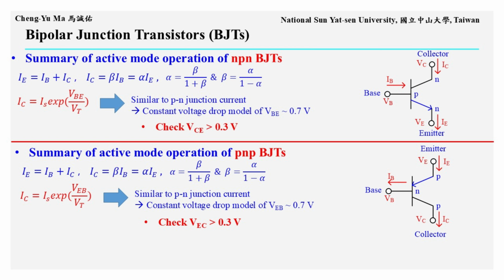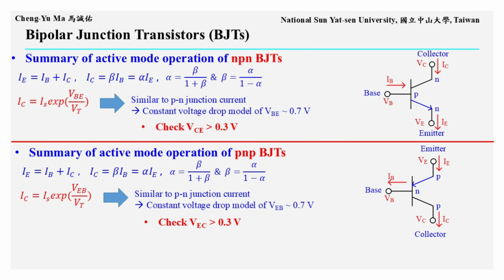For an NPN BJT, IC equals IS multiplied by the exponential of VBE over VT. Here, VBE over VT is inside the exponential term. For a PNP BJT, IC equals IS multiplied by the exponential of VEB over VT. In active mode, the base emitter PN junction can be approximated by the constant voltage drop model, so VBE for an NPN BJT and VEB for a PNP BJT are both approximately 0.7 volts.